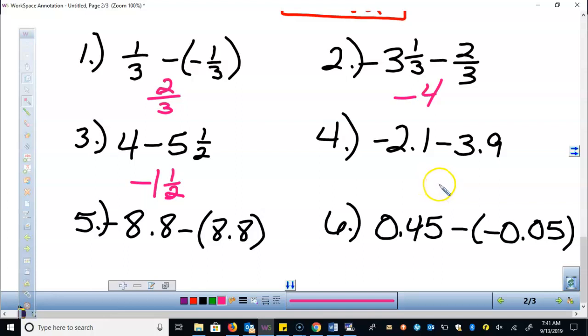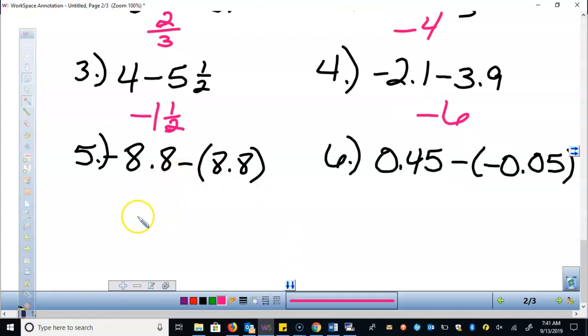Number 4, we ended up with -6. Again, same sign, they end up being both negatives, so we add the absolute values. Number 5, we end up with 0. Sorry, I didn't put the little negative there. Obviously I didn't give you the negative properly. So then you would have same signs, so you would add them.